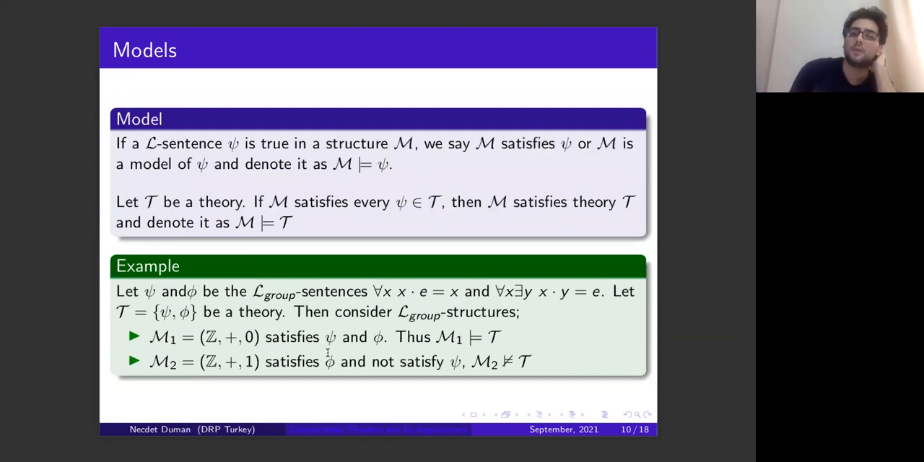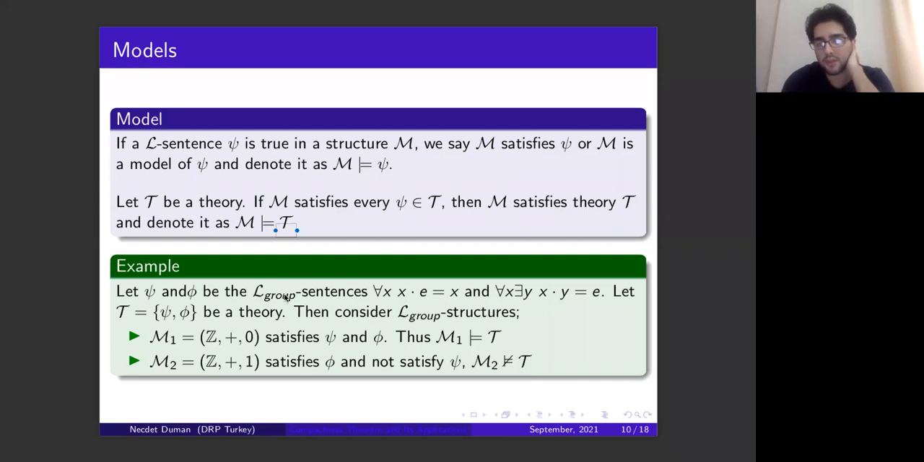So we will now define what a model is. Say we have a sentence in some language and a structure in the same language, then if that sentence is true in the structure, we call that structure a model of that sentence, or that structure satisfies that sentence. We denote it this way. Things are similar with theories. If a structure satisfies every sentence in the theory, then the structure satisfies the theory. The structure is a model of the theory, and we denote it the same way. There are some examples here.